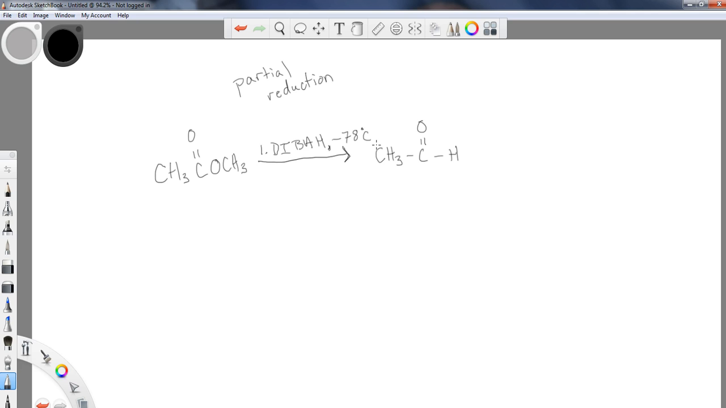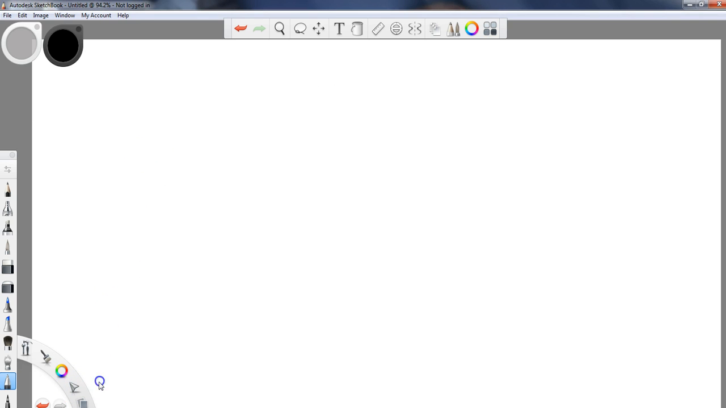So that tends to be a very common setup for your DIBAH reagent in order to create your aldehyde. And this gives pretty useful yields of aldehydes. It's pretty decent. So that is another important reaction in terms of how we can create aldehydes specifically. That one is not for ketones.